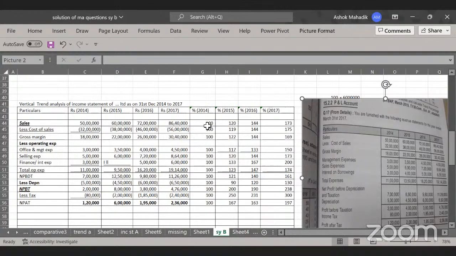Then if you have calculator, please try. For sales, I'm showing, take 100 upon 50 lakhs into 60 lakhs, press equal, you will get 120 as your answer. Now directly enter 72 lakhs, press equal, you will get 144. Directly enter 86 lakh 40,000, press equal, you will get 173. So calculator will be very helpful. So don't forget to carry it.